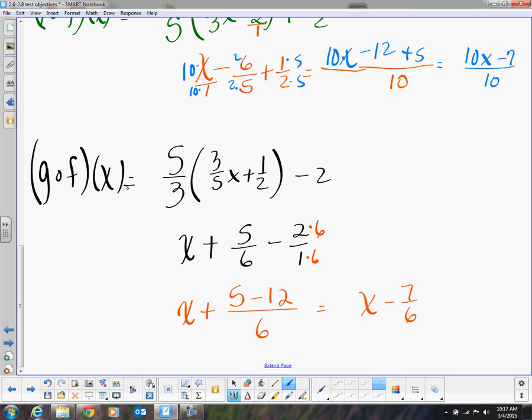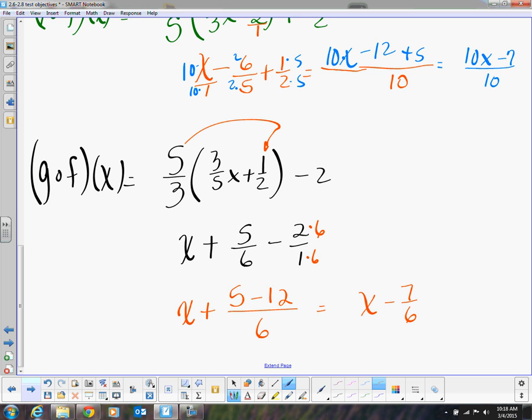Are they inverses? No. Okay, what's next? Next. Oh, I distributed the 5 here, and it's top times top, bottom times bottom. Okay? Other questions?